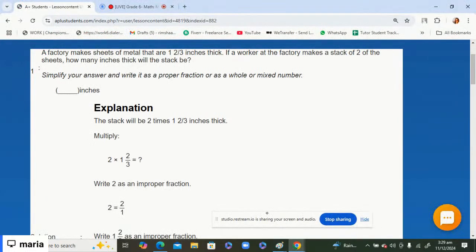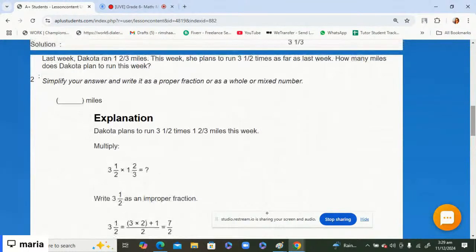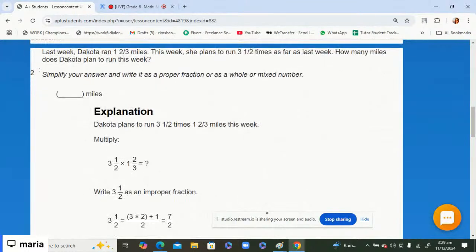Alright, let's do the next. Last week, Dakota ran 1 into 2 by 3 miles. This week, she plans to run 3 into 1 by 2 times as fast as last week. So the one is 1 into 2 by 3, the next is 3 into 1 by 2. How many miles does Dakota plan to run this week?